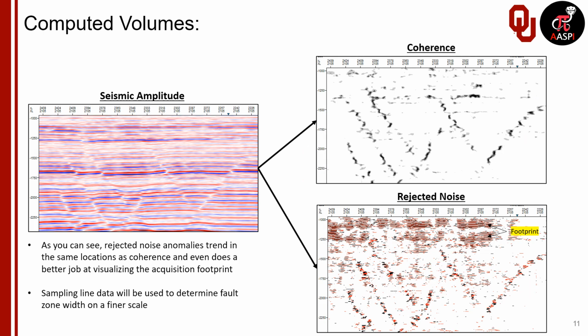So here is a picture of my computed volumes. To the left is obviously our seismic amplitude data, and then to the right is our coherence, and then also the rejected noise that was removed as a result of the structure-oriented filter. As you can see, our anomalies are almost perfectly aligned with where the coherence anomalies are. And another thing that I liked about the rejected noise is that it is actually able to highlight acquisition footprint at a much better scale than you could with the coherence, which is why in this case, using the rejected noise as opposed to the coherence is almost going to be a little bit more useful for you in some cases.